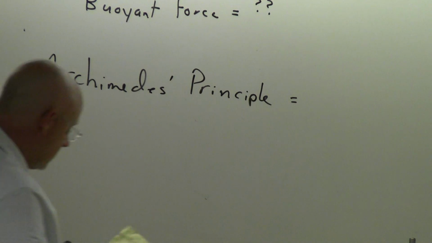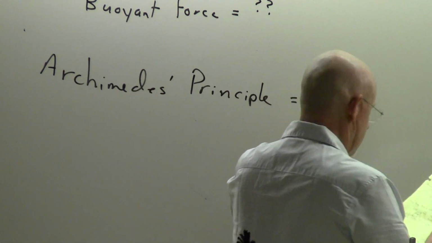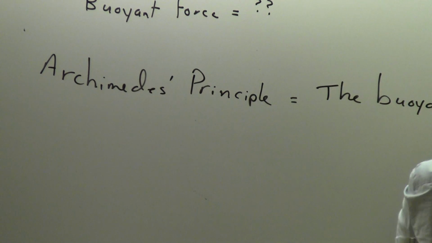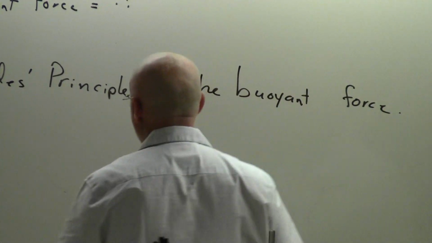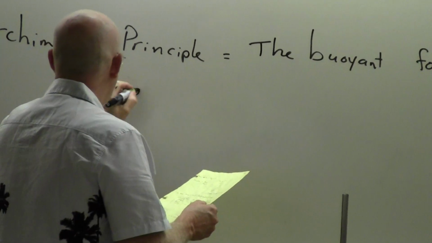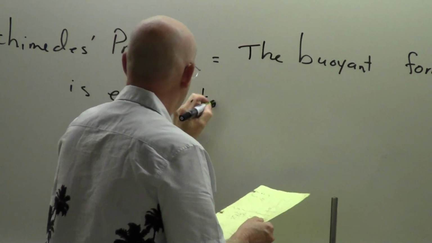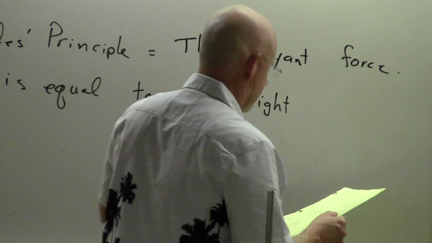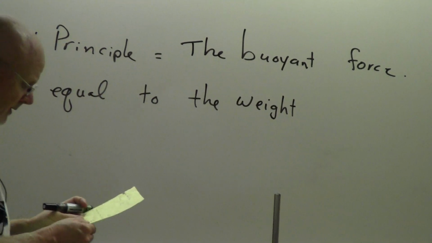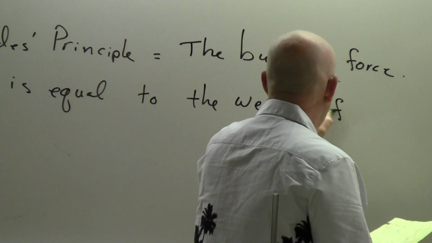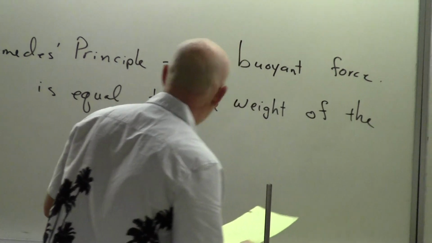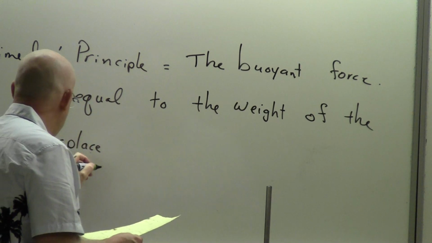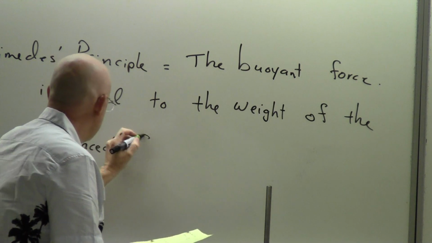Because Archimedes says then, and he phrases it in a very clever way, that the buoyant force is then equal to the weight, and be careful with these words, it's the weight of the displaced, and that's not a very common word, but let's talk about it, the displaced fluid.